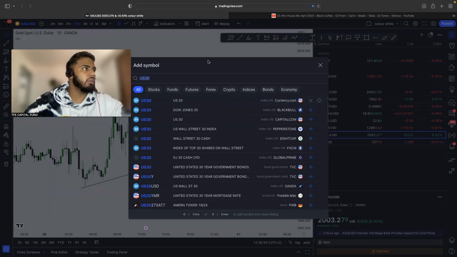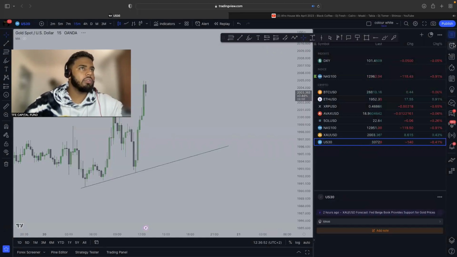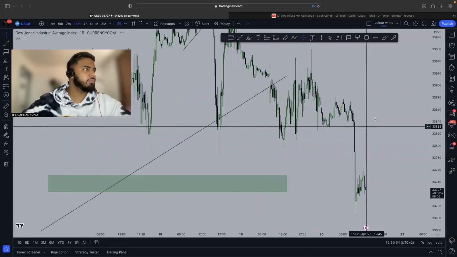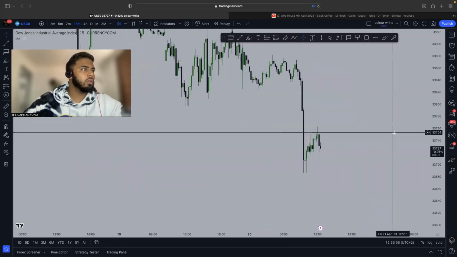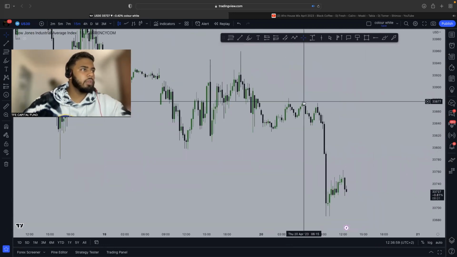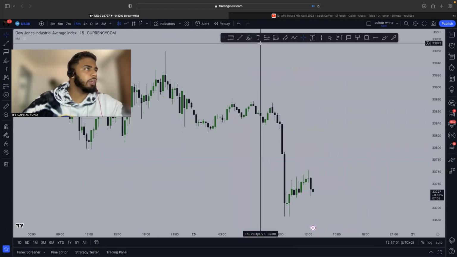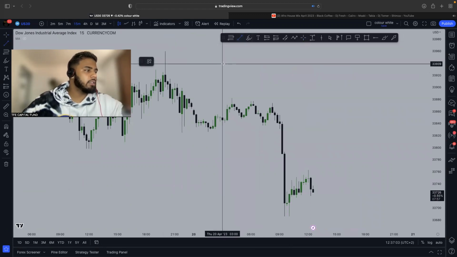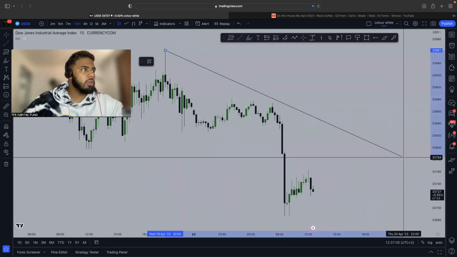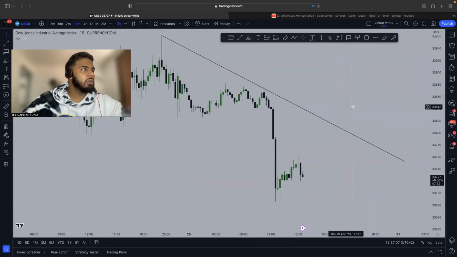What's happening in US 30? US 30. Same thing, same for the day. It's down. You can see it's going down. The trend is down, right?